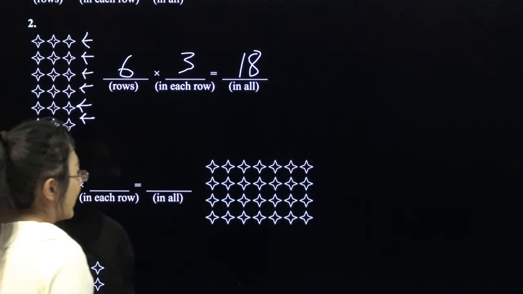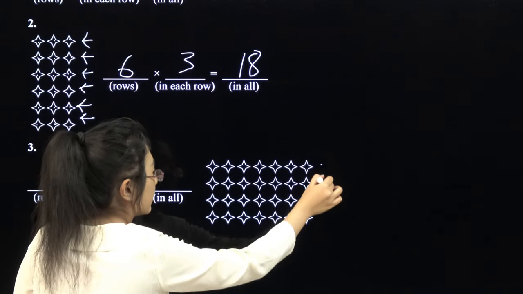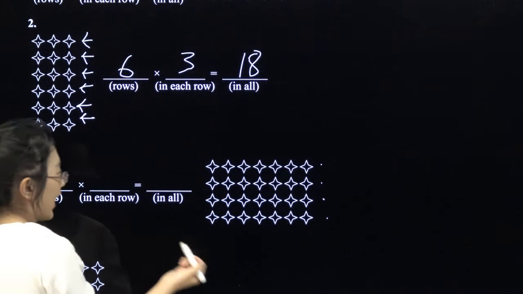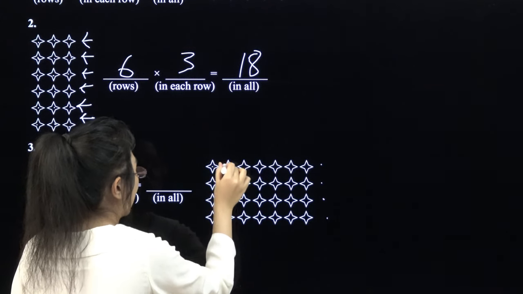Now this array has 1, 2, 3, 4 rows. And how many do we have in each row?